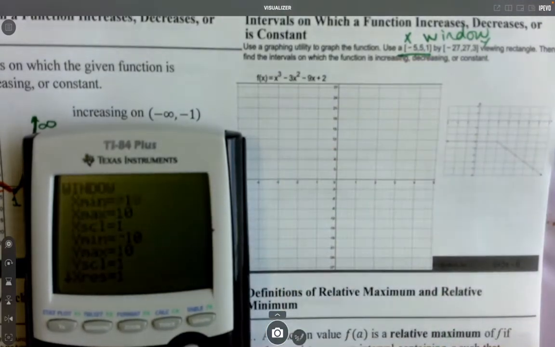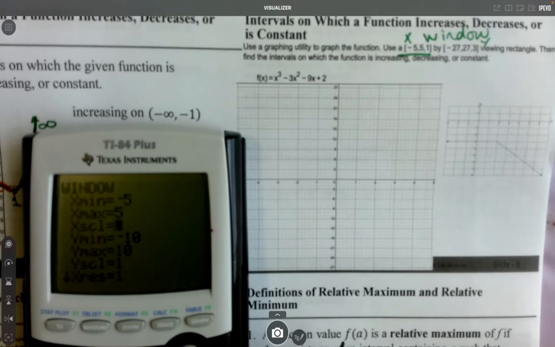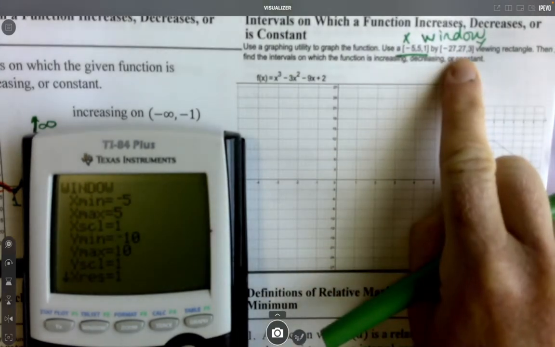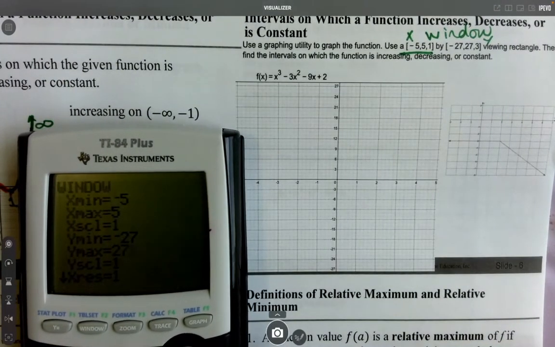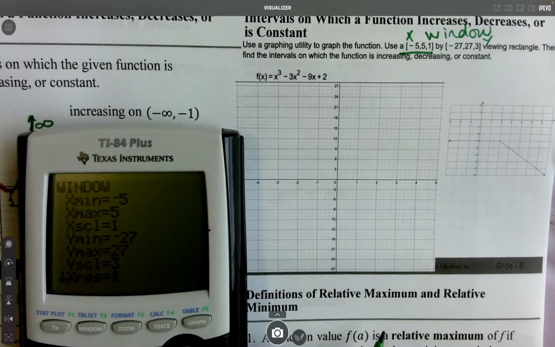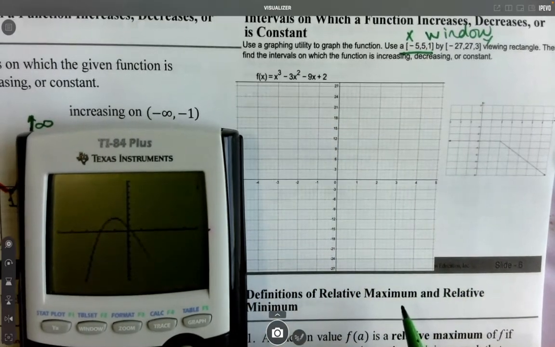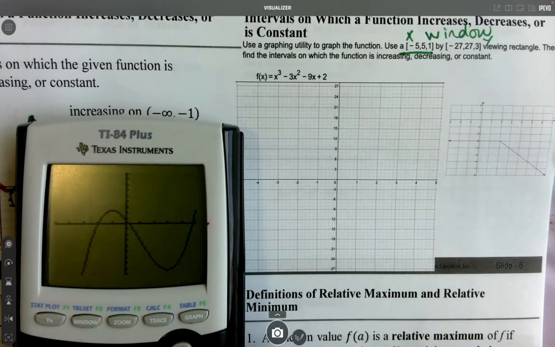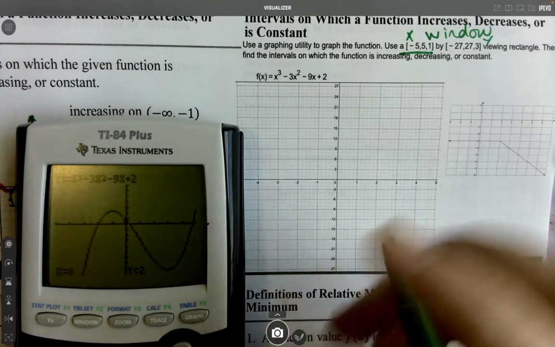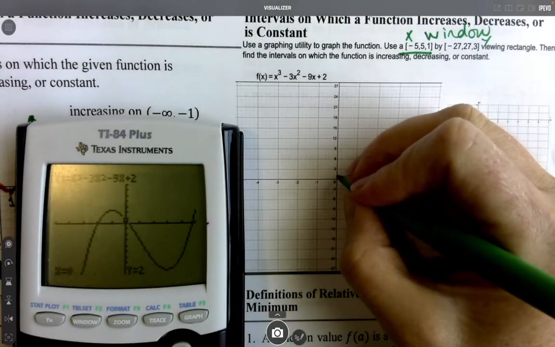X min is going to be -5. X max is 5. Scale is 1. Y min -27, max 7, and scale 3. Okay. So it should look like this, but this has a graph on it. So we need to find where it's going through and what it's looking like. So I'm going to hit trace. And it's saying that the y-intercept is at (0, 2).